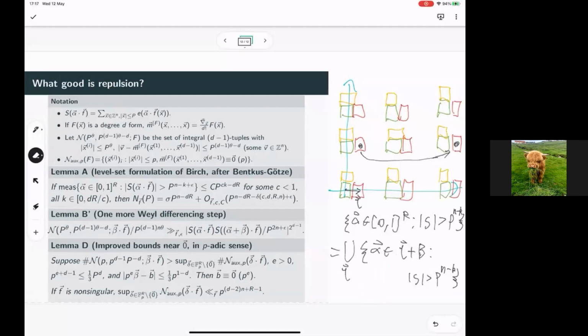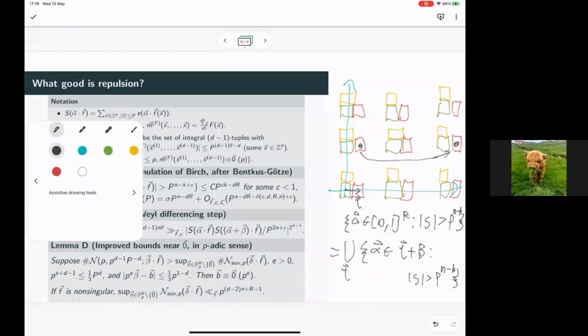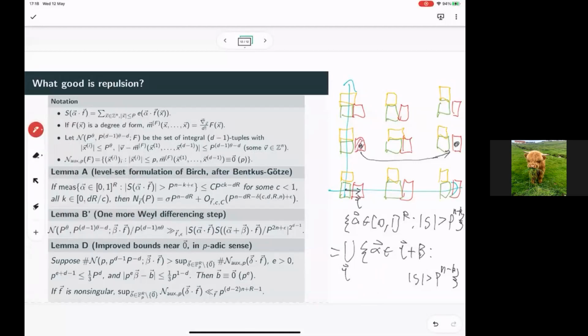And that means that if we have 2 points that are in one of these translates, like this red translate here, and the exponential sum is large at both of these points, they're going to have to be contained in the same little red box. So what will actually happen if we set up all the parameters correctly is that we won't be able to have the exponential sum be large on more than one of these translates of the p-adic neighborhood of the origin.